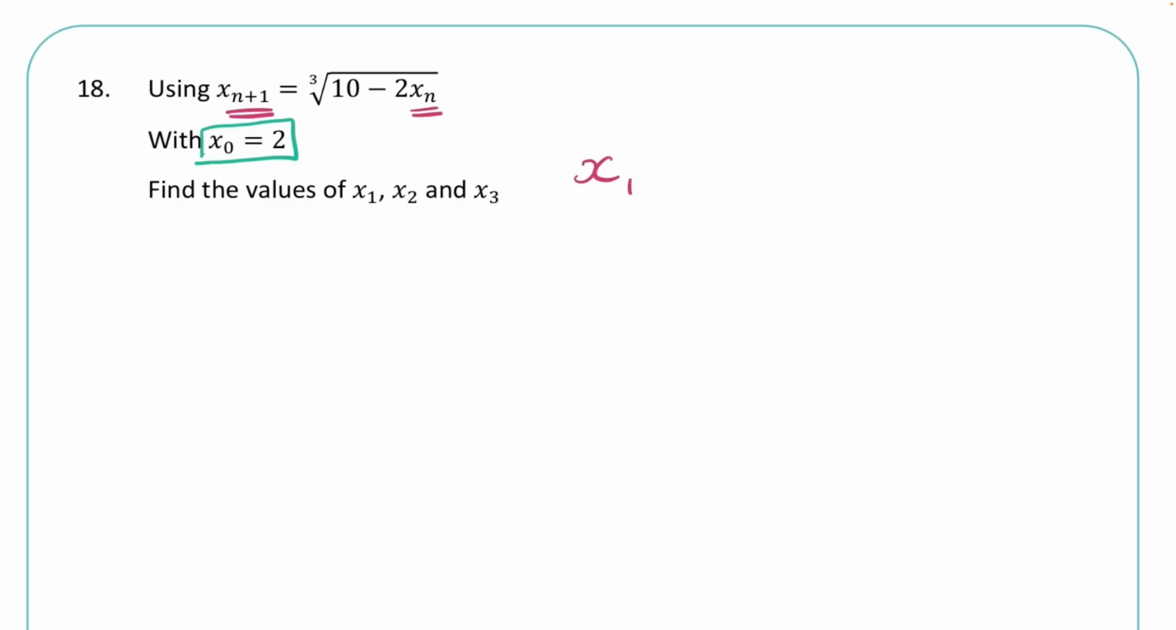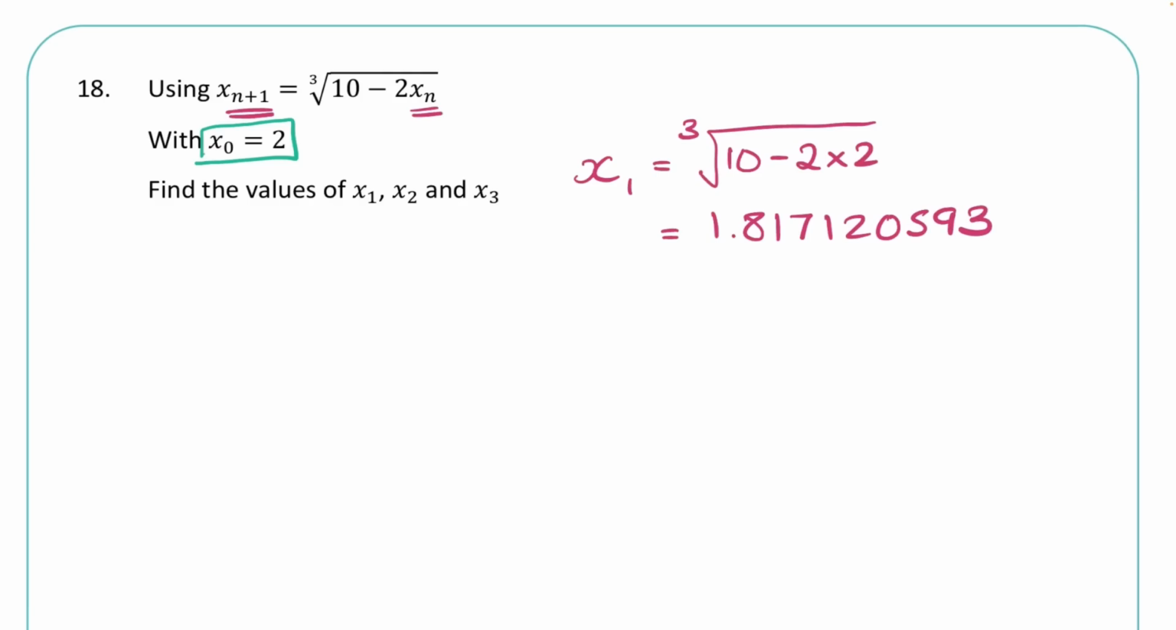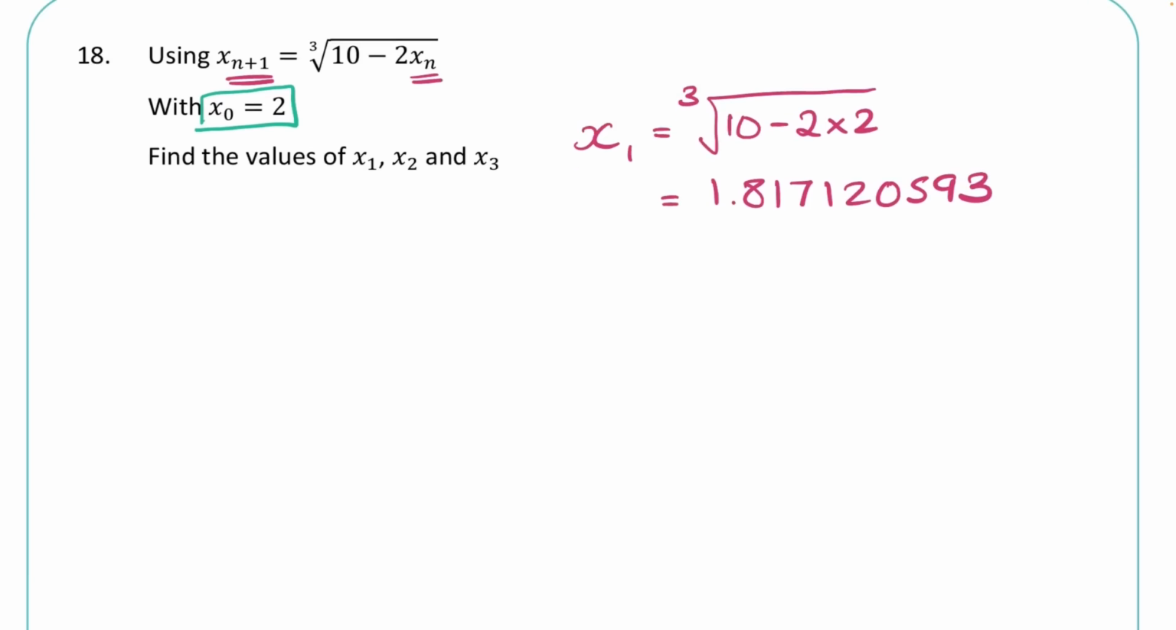So to find x_1, we are going to do the cube root of 10 take away 2 times 2. And again, we're just going to type that into a calculator. So 10 take away 2 times 2, and that gives us quite a long decimal. We get 1.817120593. Now I do recommend writing all those numbers down. The only time I would shorten it is if it does go off the screen and there's a very long recurring decimal. I'd only necessarily write it up to this length.